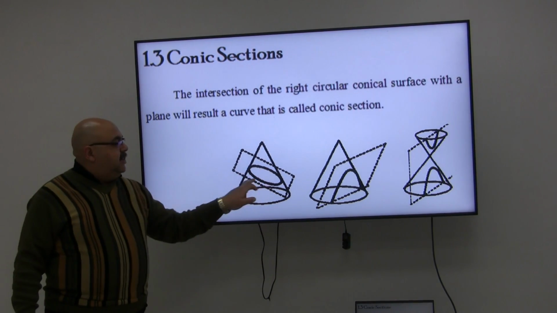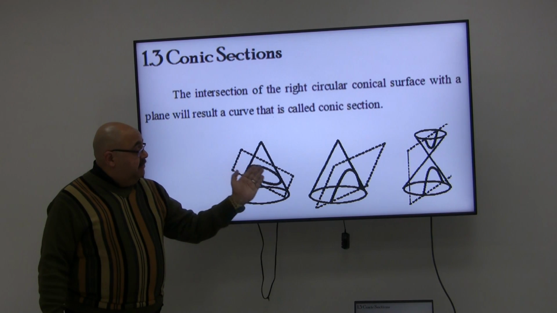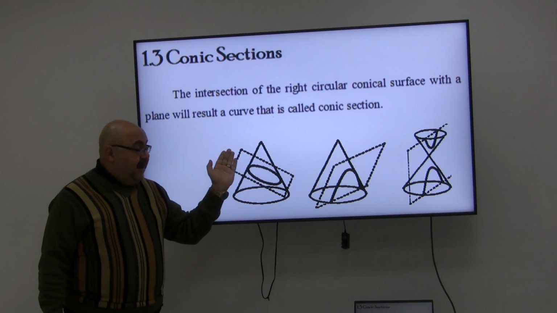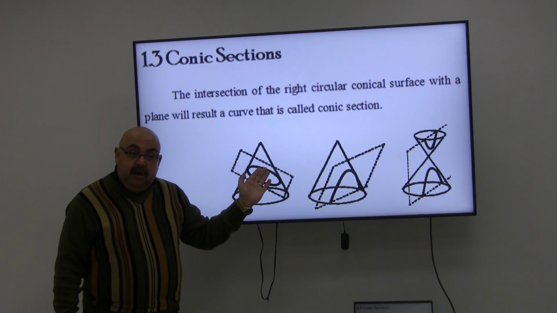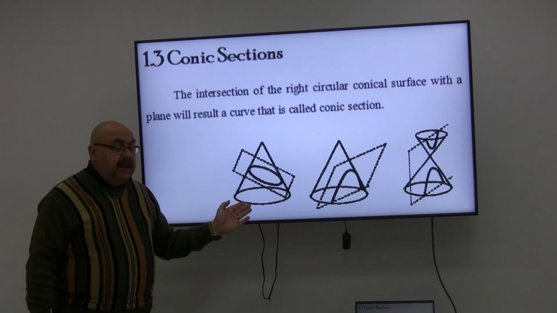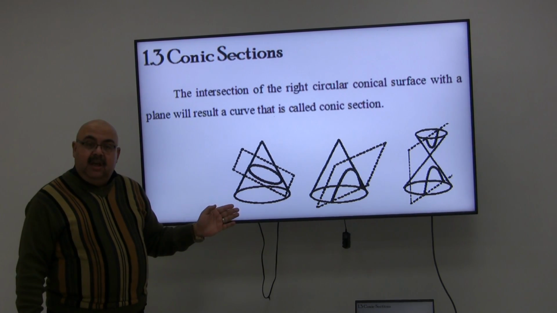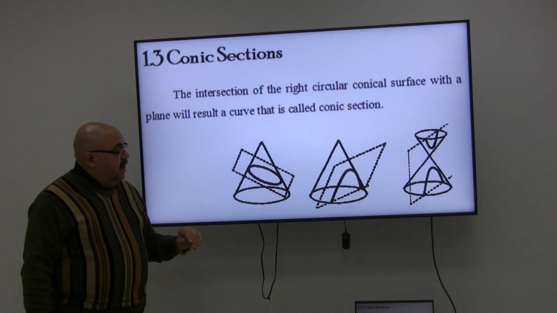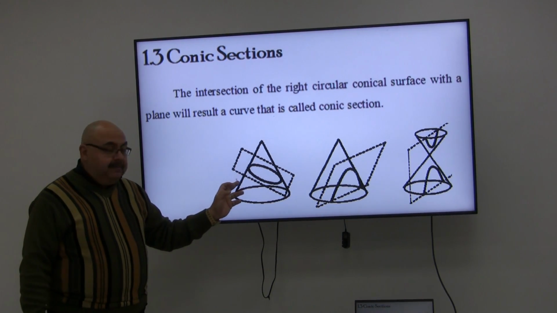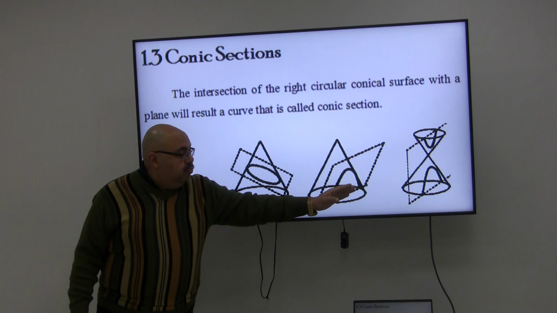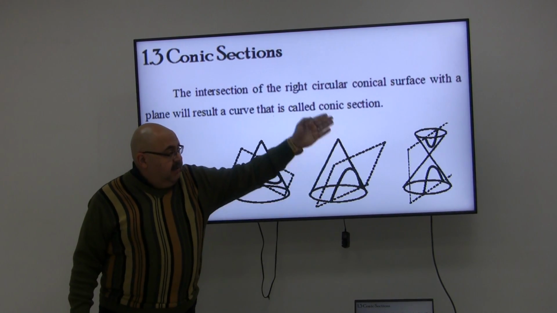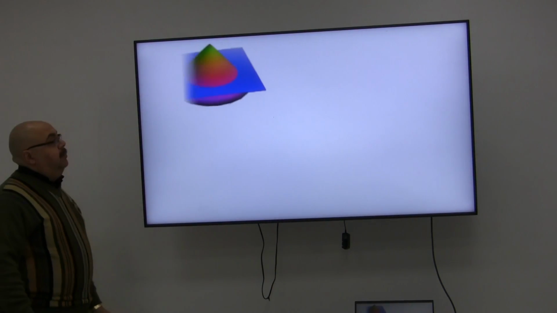This is the ellipse, as you can see. If you have your plane cutting either parallel to the base or just with a slight inclination, you will be able to get an ellipse. If it is just parallel to one of the sides, you will get a parabola. If it is vertical, you will get a hyperbola.